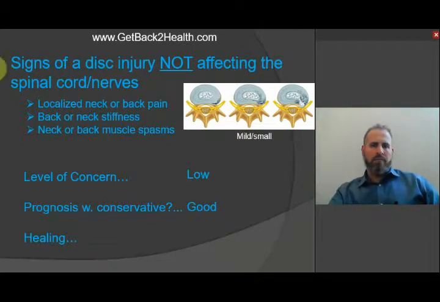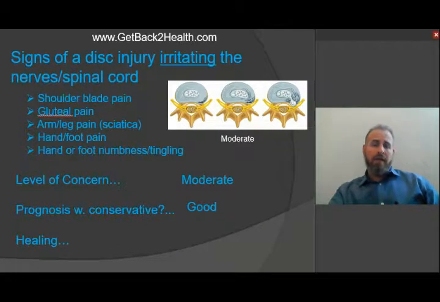So again, here we are. Signs of a disc injury not affecting the spinal cord or nerves, your run-of-the-mill localized neck or back pain, stiffness, maybe some muscle spasm. It could even be really high-level pain. Our actual level of concern is low, and the prognosis with conservative care is very good for these types of conditions. We look at a disc injury or degenerative disc disease that gets to a point where it starts to irritate the spinal nerves a little bit, you start seeing some of that shoulder blade pain or maybe even a little sciatica going on. You could even have pain into your arm or into your legs, down into your feet. Our level of concern certainly goes up to moderate, but the prognosis with conservative care is still very good.